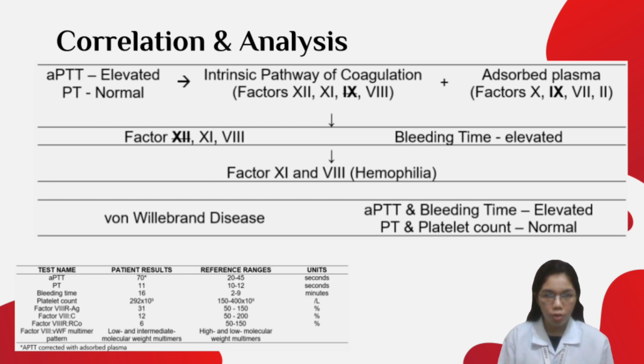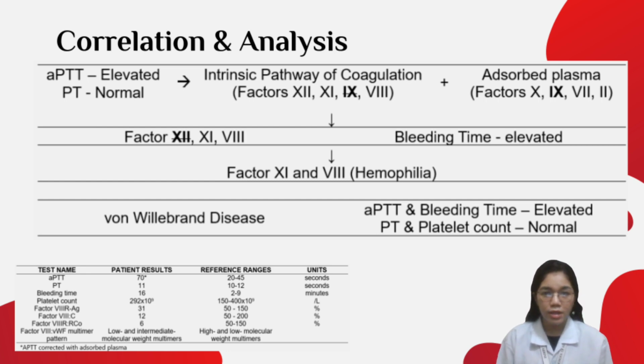However, based on the symptoms, the patient suffers from bleeding, and it is supported by the result in bleeding time, which is elevated. With this, we can rule out factor 12 because factor 12 is more on abnormal clotting rather than bleeding. We are now left with factors 11 and 8, whose deficiencies are both related to hemophilia. And in hemophilia, the platelet count is normal, which is aligned with the results.